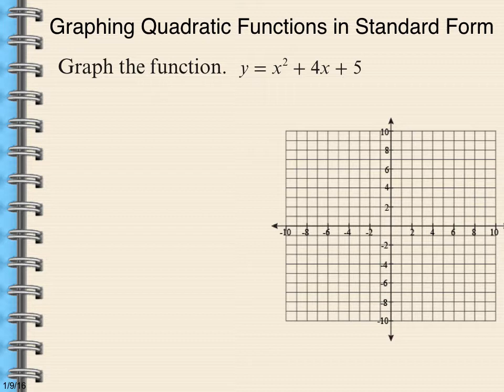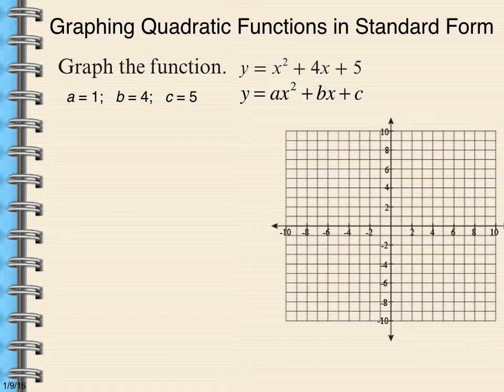We know this is a quadratic function because it fits the form ax squared plus bx plus c, where a is not equal to 0. Therefore, we have a quadratic term. In fact, the value of a is 1. In this equation, b is 4 and c is 5.